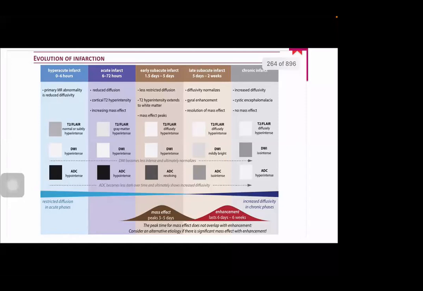We should notice that the peak mass effect and peak contrast enhancement in an infarction never happen at the same time. So whenever you have a lesion that shows the peak mass effect and peak contrast enhancement, you should think about other pathological processes, for example, a brain tumor, rather than an infarction.